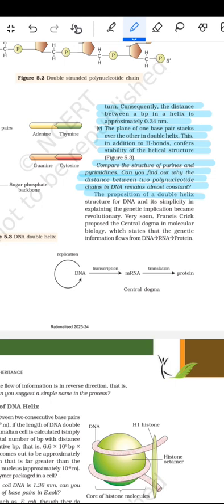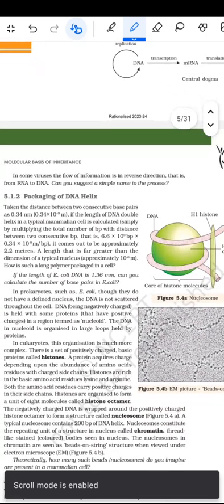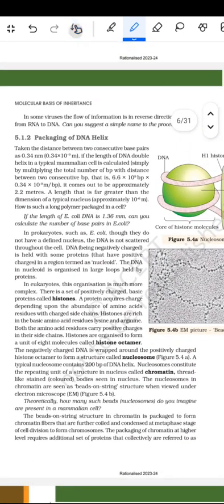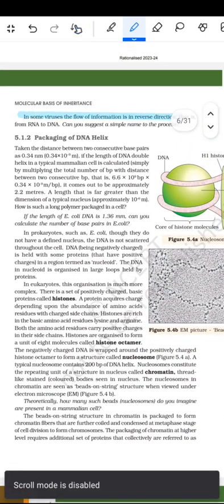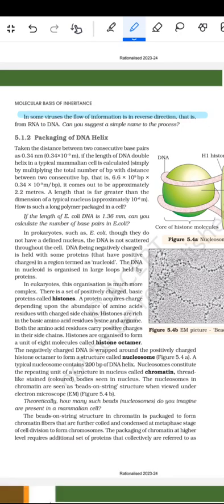The proposition of a double helix structure for DNA and its simplicity in explaining the genetic implication became revolutionary. Very soon, Francis Crick proposed the central dogma in molecular biology, which states that the genetic information flows from DNA to RNA to protein. Then it says that in some viruses the flow of information is in the reverse direction, that is from RNA to DNA. Can you suggest a simple name to this process?